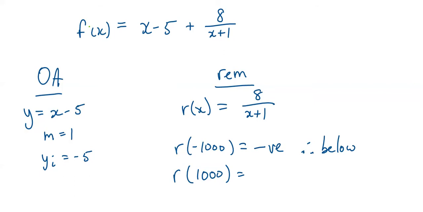And again, 8 over 1,001 is positive. Therefore, we are above. And now I think we have all the information we need in order to graph. Any questions before we move on?